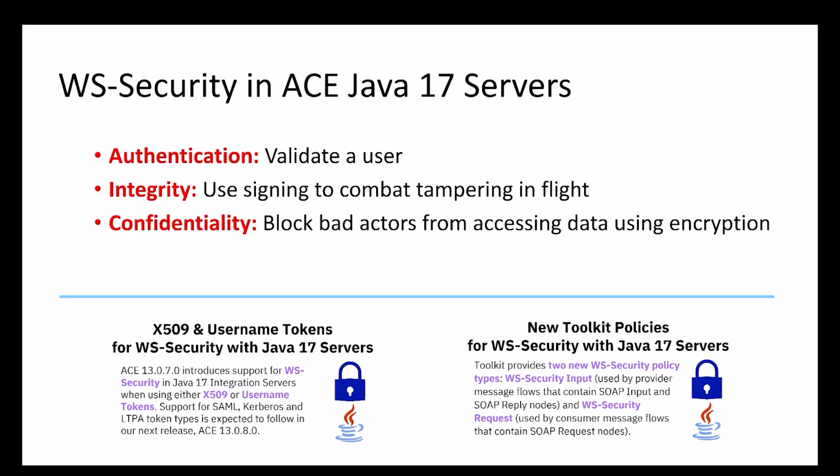Authentication uses a security token inserted in the request message to validate a user and determine whether a connecting client is valid in a particular context. ACE 13070 supports 2 types of security token for authentication: username tokens and X509 certificates. Integrity uses an XML digital signature to help the server protect itself, and confidentiality uses message encryption, so that only services with the appropriate key can decrypt and read the data.